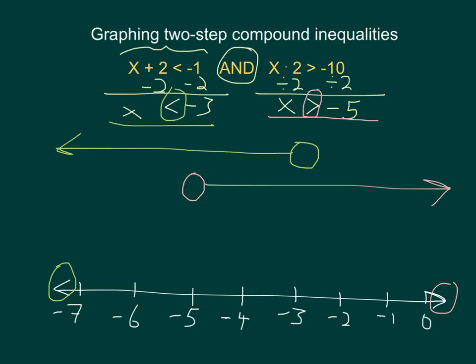The word "and" means that we're going to have to find where these two lines overlap each other. Only the points where they both cover our number line are we going to draw them. So we have an open circle at negative 5, an open circle at negative 3, and the points that they overlap are right in the middle here. That's where both lines overlap. And that is how we graph two-step compound inequalities.